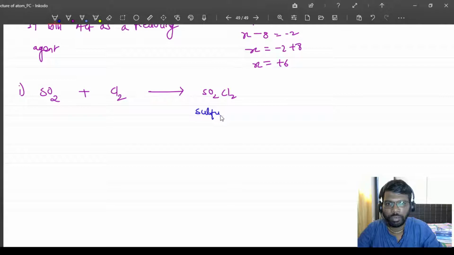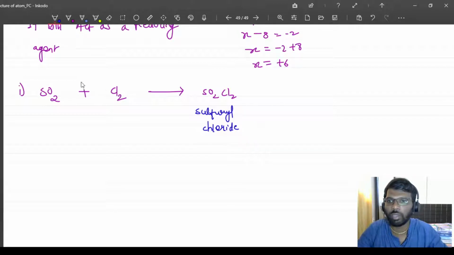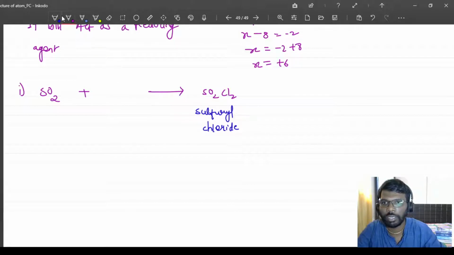Sulfuryl chloride. If you see the oxidation state of the chlorine over here, it was zero, right? Chlorine is in its natural standard state, so the oxidation state of chlorine is zero. And what would be the oxidation state of chlorine over here? Since it is forming a chloride, it is minus one.